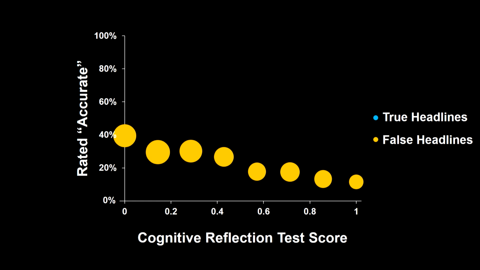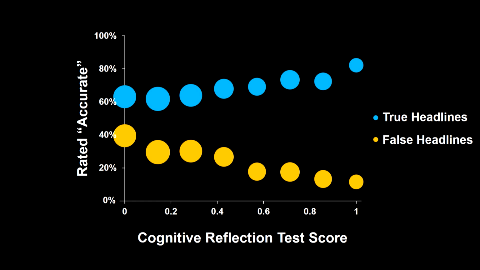But that's totally not what we found. Regardless of whether they were Democrats or Republicans, and whether the headlines aligned with their ideology or not, we found that participants that did better on the cognitive reflection test were better at telling true from false. They were less likely to believe false headlines, and they were more likely to believe true headlines. This was even the case when headlines aligned with participants' ideology, so they had a motivation to believe them. And this therefore suggests that reasoning really does help inoculate us against misinformation, rather than just reinforcing our biases.